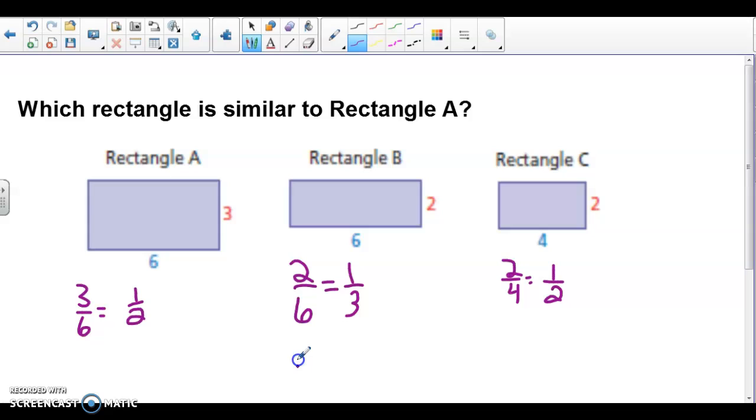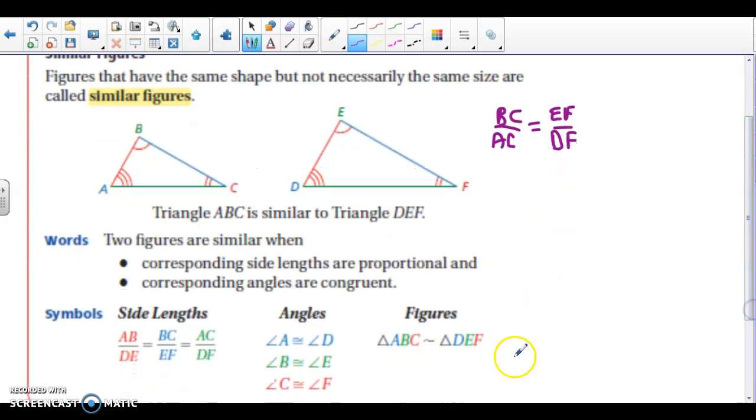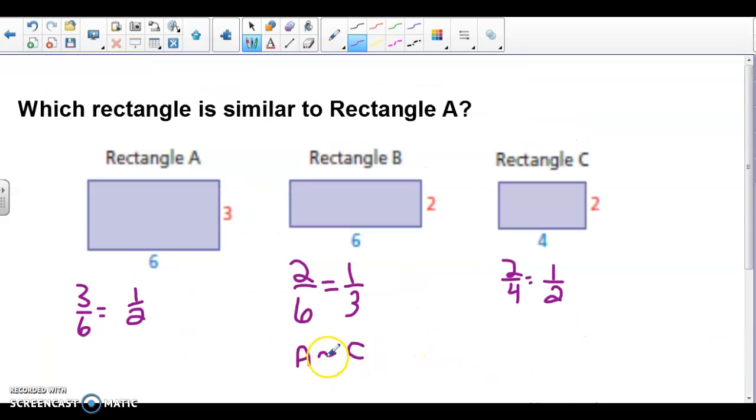So the way we do that is A is similar to C. The sign here means similar. If we go back, we'll see that they have that here. So they said ABC is similar to DEF, so that's what we have there. I mean, you could say rectangle A and rectangle C. Usually you would write out the whole words. My writing, as you can tell, is not too great, so I would just butcher it anyway. So rectangle A is similar to rectangle C.